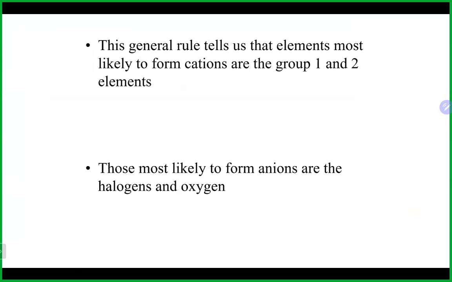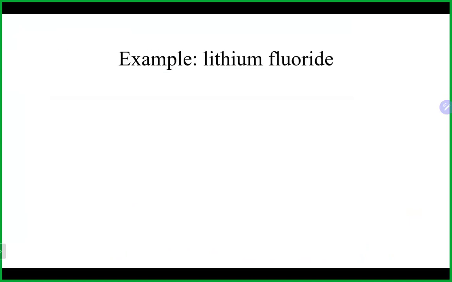So as we talked about, pretty much our group 1, group 2 will most likely form cations. Our halogens, our nonmetals up there, are going to be our anions in those cases. So let's take a look at an example of this. This is lithium and fluoride, and this is basically two elements, lithium and fluorine. In this case, the first thing that you want to identify is what you're dealing with. So lithium is a metal, fluorine is a nonmetal.